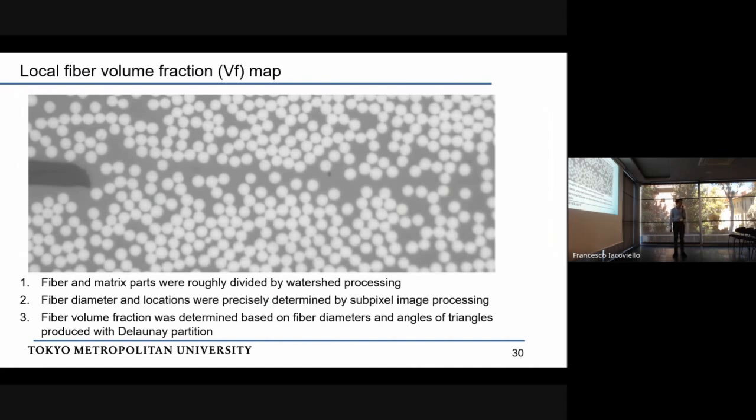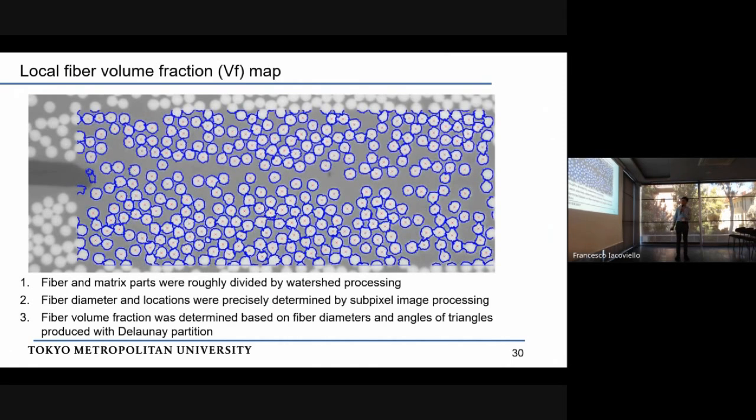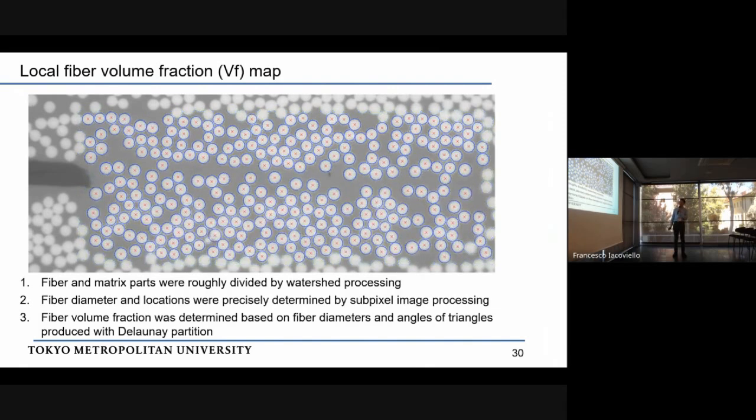And we tried to quantify the cracking behavior during crack propagation. In order to quantify the cracking behavior, we first produce a local fiber volume fraction map. In order to obtain the local fiber volume fraction map, we first determine the location of carbon fibers using image processing, and we use watershed processing. And after that, we accurately determine the diameter and location of carbon fibers using pixel image processing.